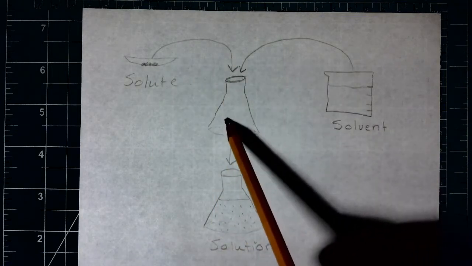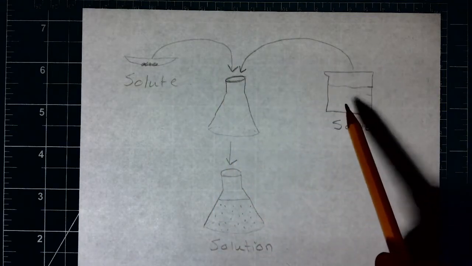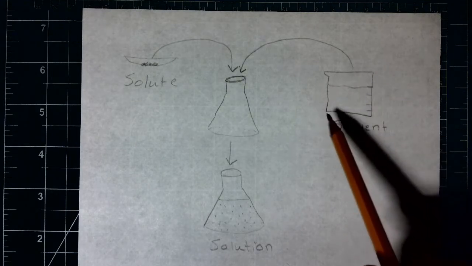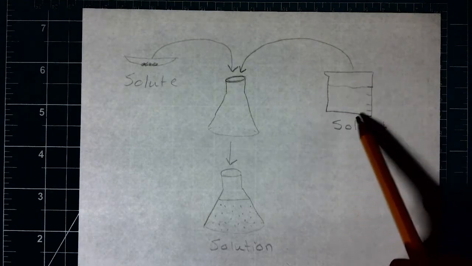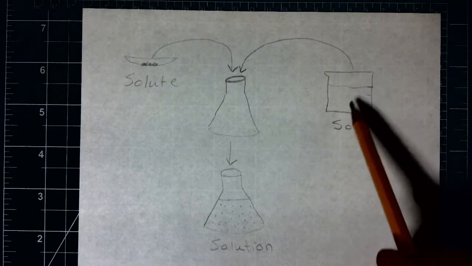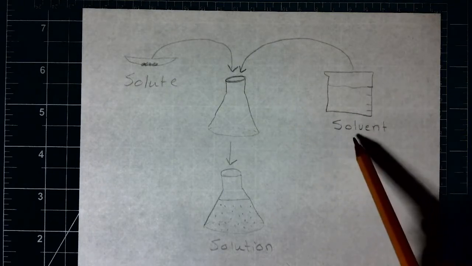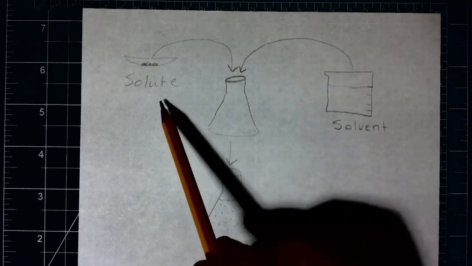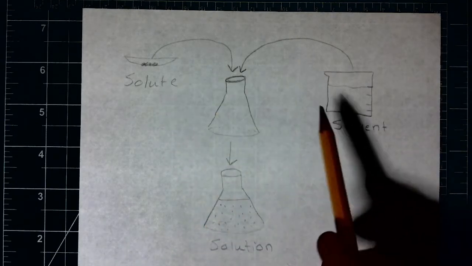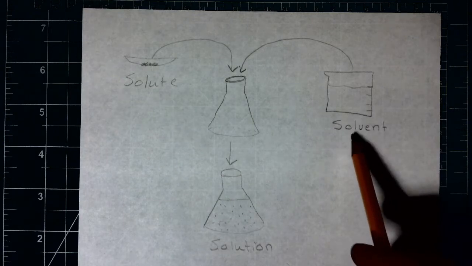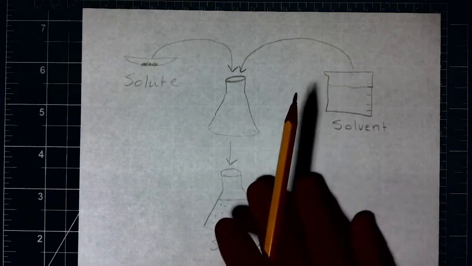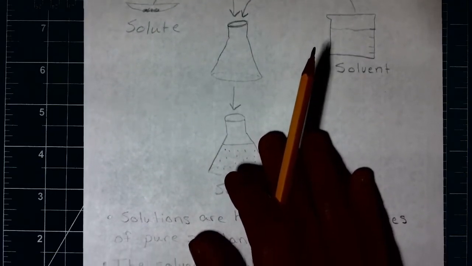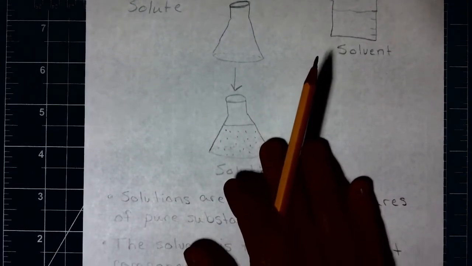We're going to add that to a container. And then we're going to add the solvent. And the solvent is going to be the majority of our end solution. The majority of it's going to be what we call a solvent. We add that in there. And then what happens is the solute needs to dissolve in the solvent. Okay? And it's basically going to disappear, just like salt and water, or, if you've ever made Kool-Aid, sugar and water.